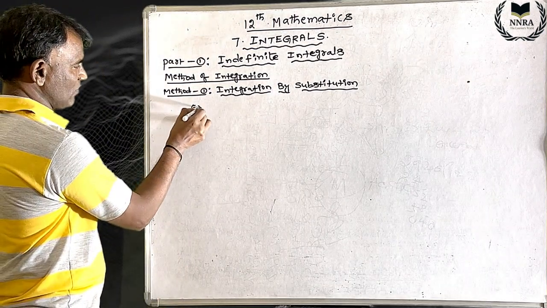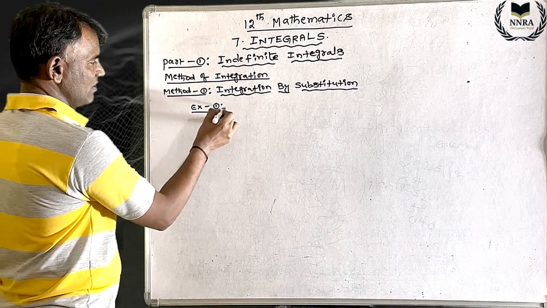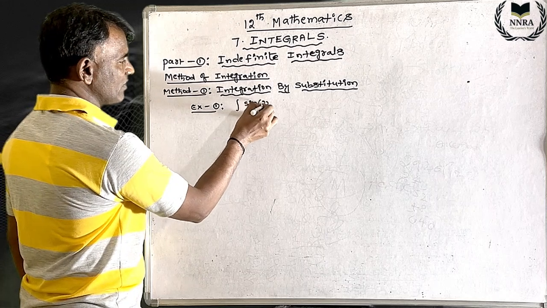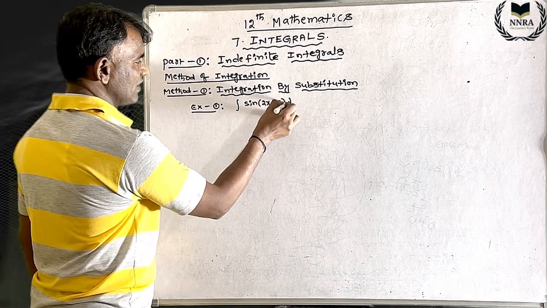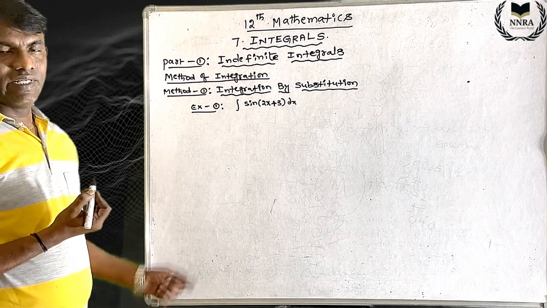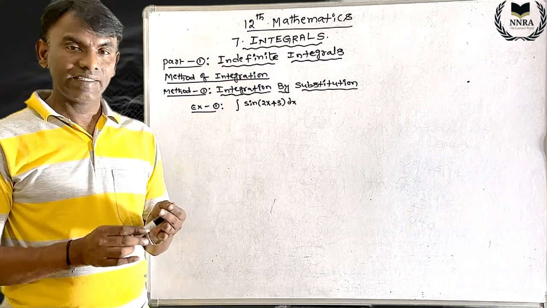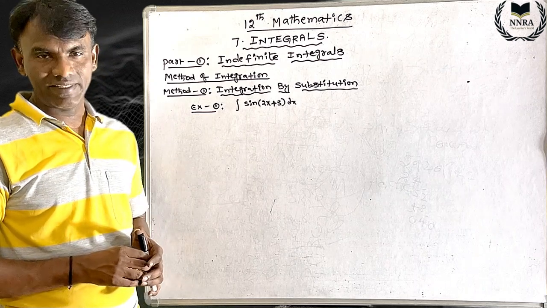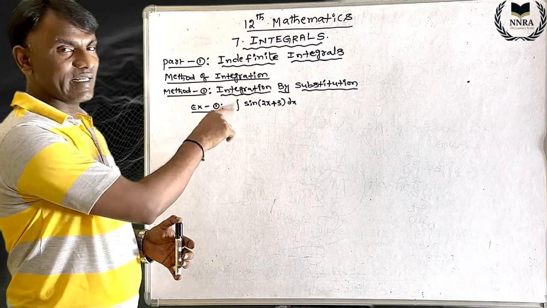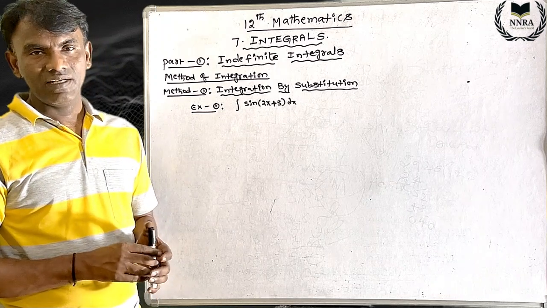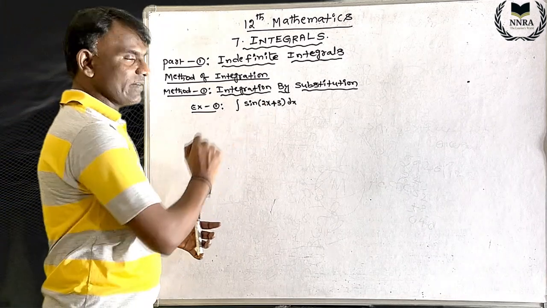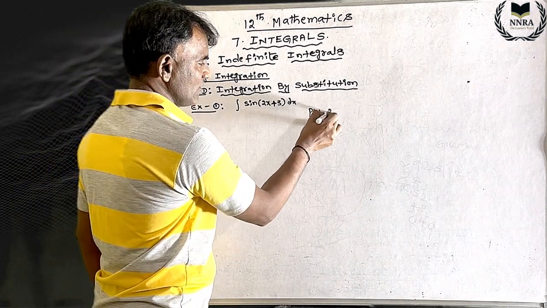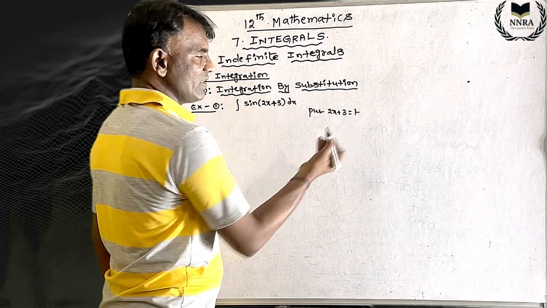Suppose, generally I am taking one example here. The question will come like this: find the value of integral sine of 2x plus 3 into dx. Generally we know that the integral of sine x is minus cos x, and the integral of sine ax is minus 1 by a into cos ax. But here the function is sine of 2x plus 3. Do one thing. The bracket value is 2x plus 3. Just substitute 2x plus 3 equal to t.